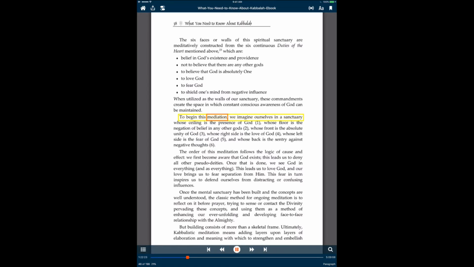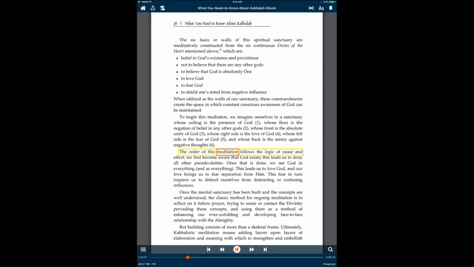To begin this meditation, we imagine ourselves in a sanctuary whose ceiling is the presence of God, 1, whose floor is the negation of belief in any other gods, 2, whose front is the absolute unity of God, 3, whose right side is the love of God, 4, whose left side is the fear of God, 5, and whose back is the sentry against negative thoughts, 6.